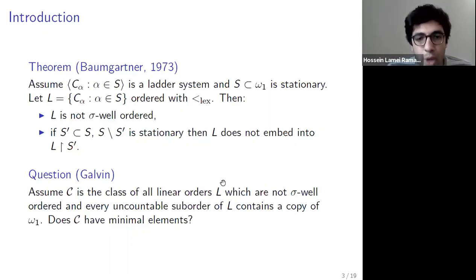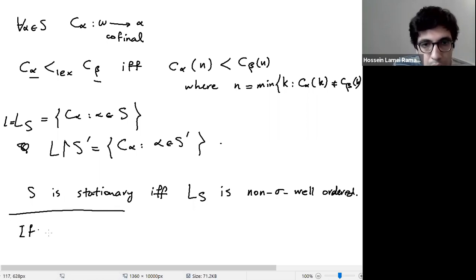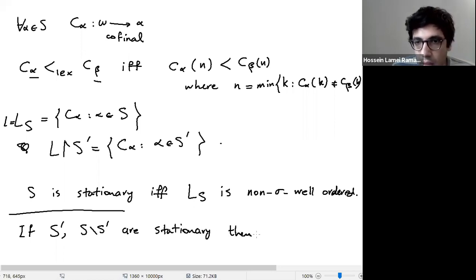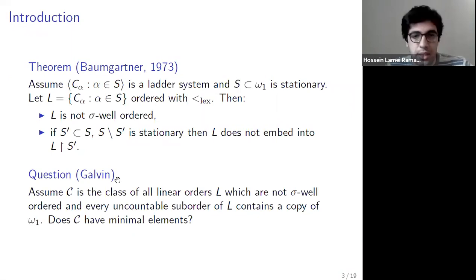Because of this property of this linear order that I just mentioned, that if S and S prime and S minus S prime are stationary, then L_S does not embed into L_S prime. Because of this property, at the end of Baumgartner's work, Galvin asks this question, and Baumgartner puts this question at the end of his paper too.